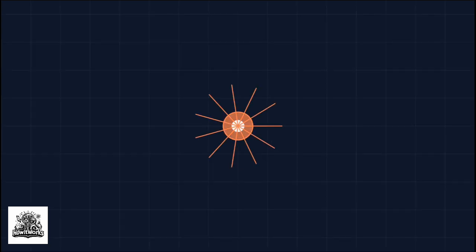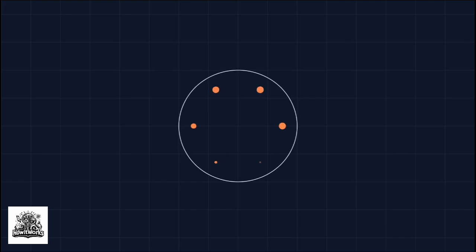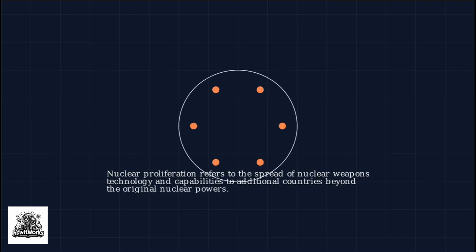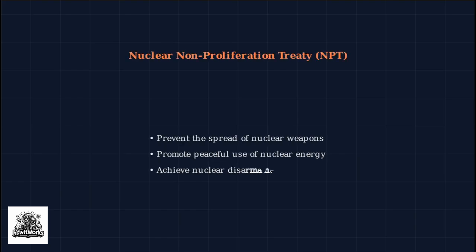Nuclear proliferation and control represents the critical challenge of preventing the spread of nuclear weapons to additional nations. Nuclear proliferation involves the dissemination of nuclear weapons technology and capabilities to more countries. This process increases the number of nations possessing these devastating weapons. The Nuclear Non-Proliferation Treaty, signed in 1968, aims to prevent the spread of nuclear weapons while promoting the peaceful use of nuclear energy and working toward global nuclear disarmament.